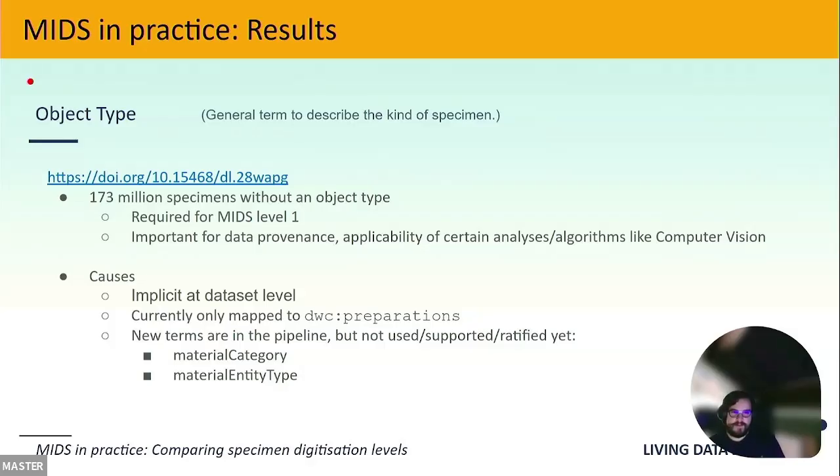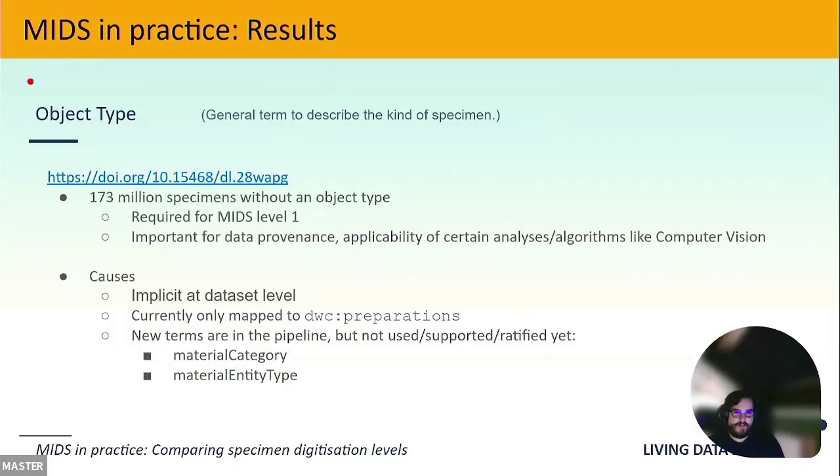The causes for this are that oftentimes people bundle their data as one single block, so all the specimens are the same, and then the object type is implicit at the dataset level, for instance, all of them being herbarium sheets. But that is, of course, not easy to infer for machines when you do this calculation process. There's also the issue that in Darwin Core, currently, still mainly only preparations can be used. Material entity type is a relatively new addition and is still not widely supported, or at least used, in data publications, though it is a ratified term.